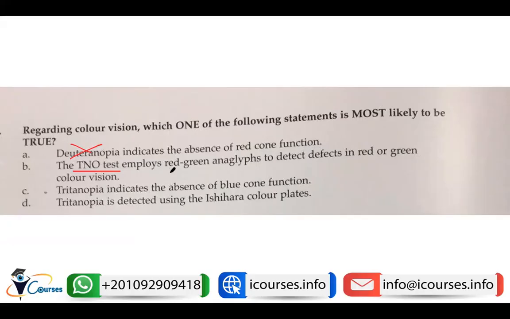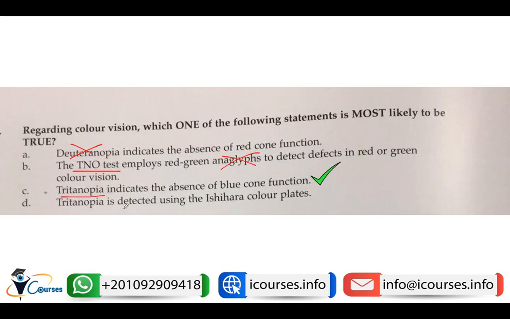TNO test employs red-green anaglyphs. Anaglyphs are just a stereoscopic photograph with two images superimposed and printed in different colors. So they will be printed in red and green to detect red and green color blindness. This is not true. They are tests that use red-green goggles in order to detect stereopsis. Tritanopia indicates the absence of the blue cone function. This is the true answer.